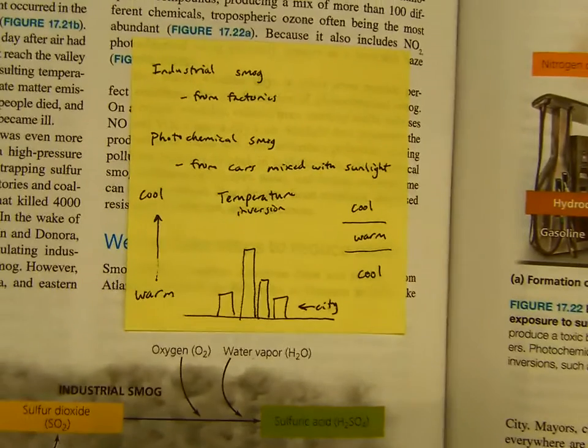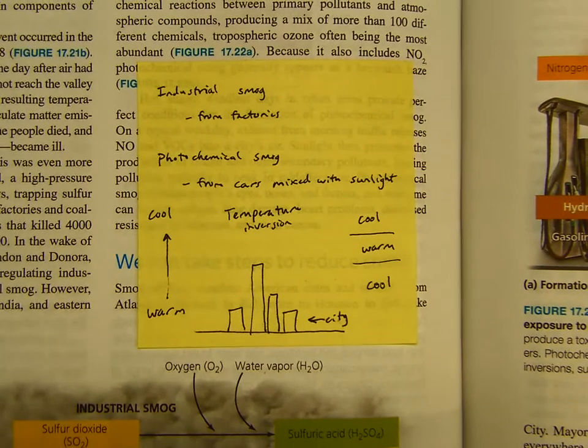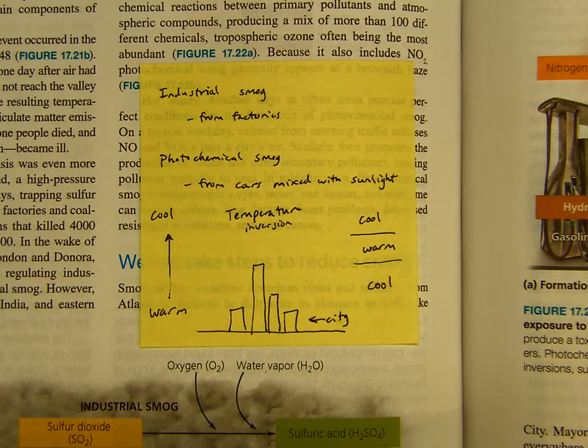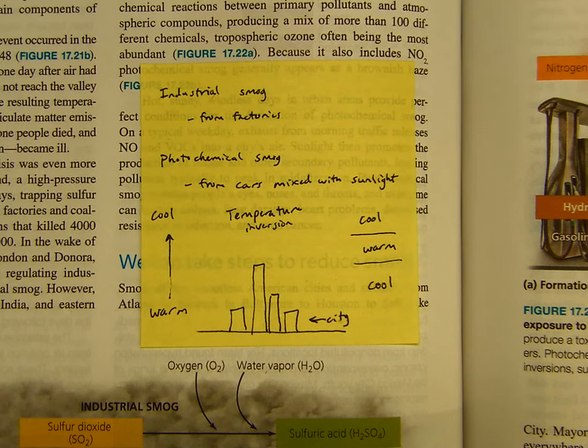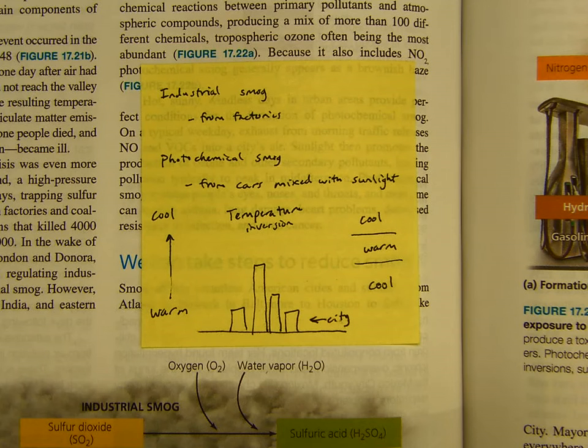All right, moving to 462. So, industrial smog, like the name implies, is from factories. There's also a thing called photochemical smog. These are from cars mixed with sunlight. This causes more of an issue when there's what's called a temperature inversion.